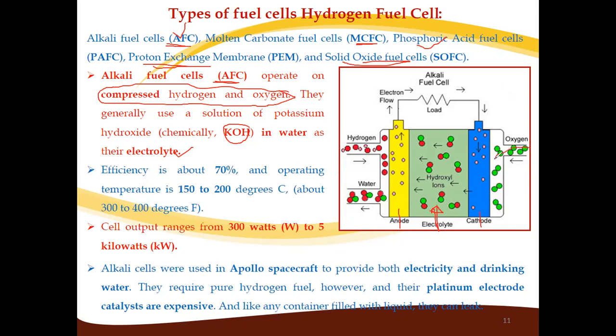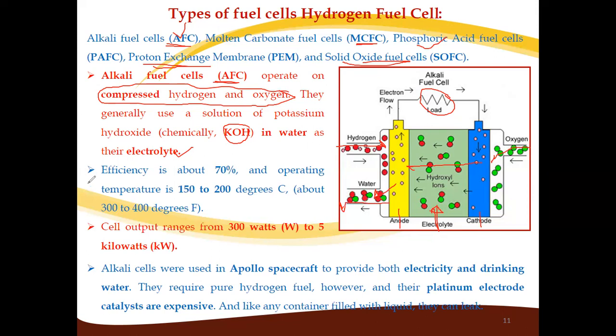Oxygen is passing from this side, and the hydrogen fuel is passing from this side. Hydrogen is split into positively charged ions and negatively charged electrons. The negatively charged electrons cannot pass through the electrolyte, so they flow through this electrical circuit and produce electricity on this side. The positively charged ions and the oxygen travel and combine to form water, H2O, and the water gets out of the fuel cell.